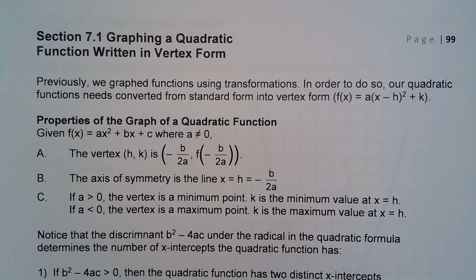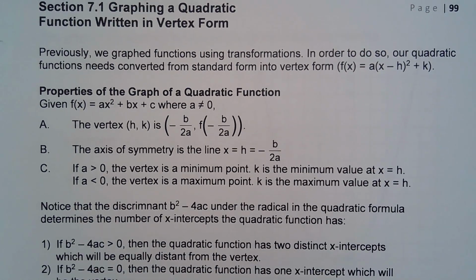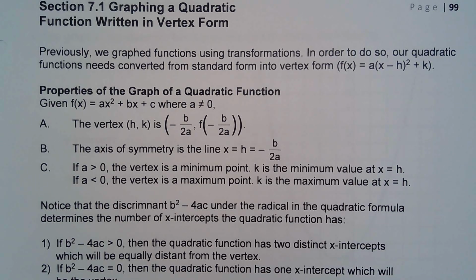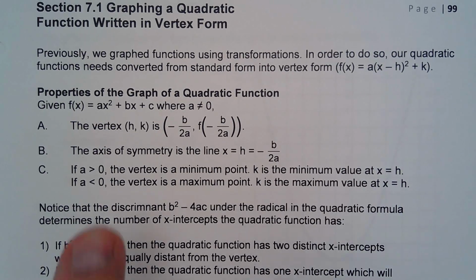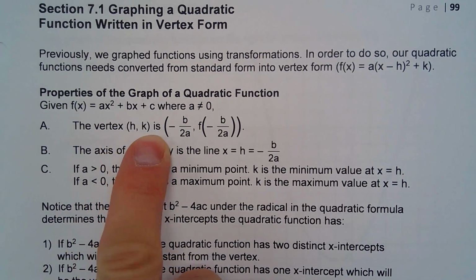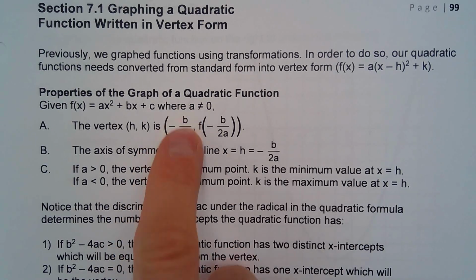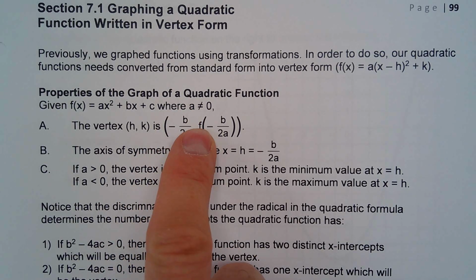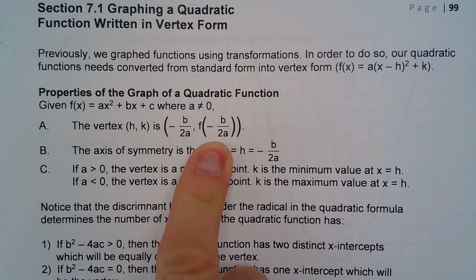Previously, we graphed functions using transformations. In order to do so, a quadratic function needs to be converted from standard form into vertex form, or sometimes called graphing form. So here are properties of the graph of a quadratic equation. Given f of x equals ax squared plus bx plus c, where a does not equal 0, the vertex (h, k) is (the opposite of b over 2a, f of the opposite of b over 2a).